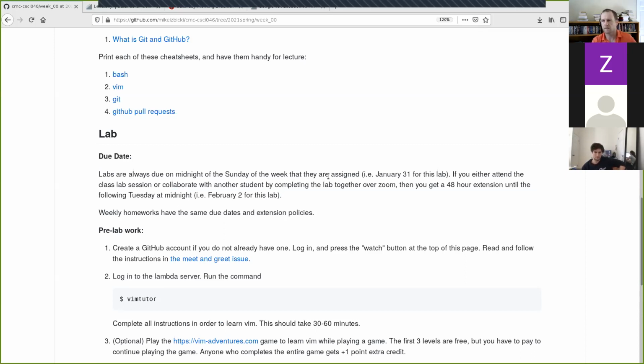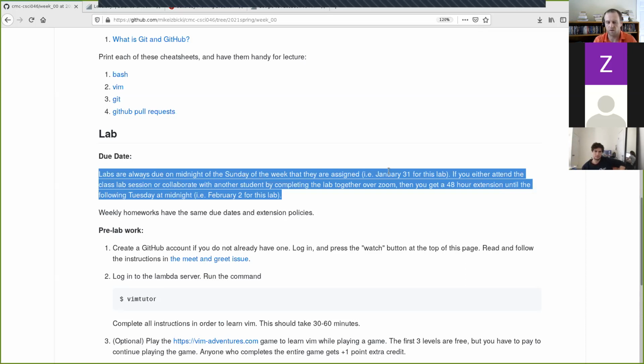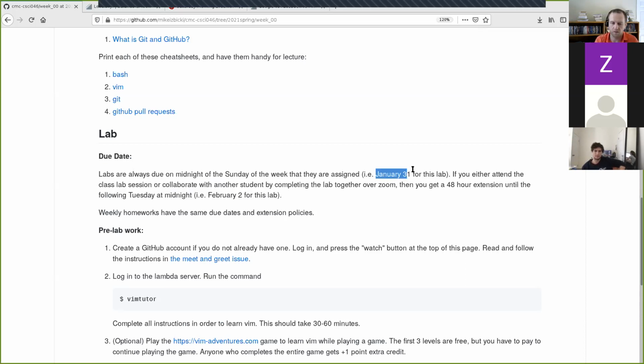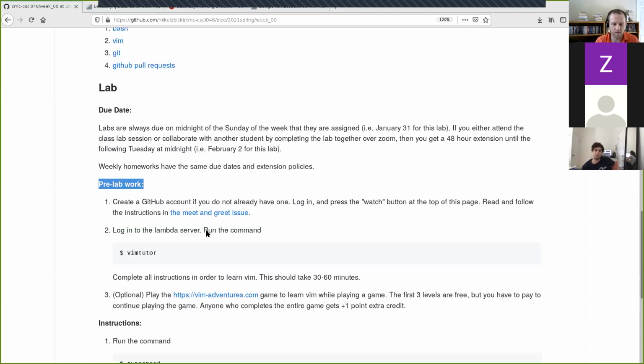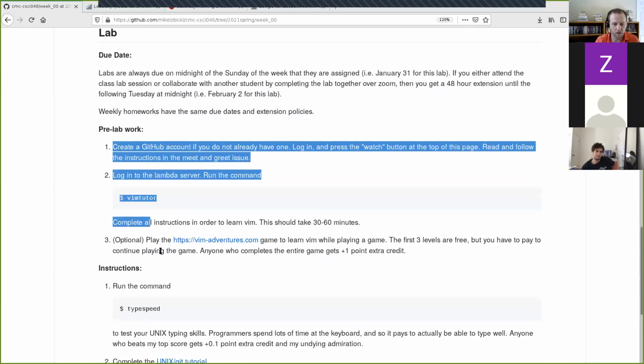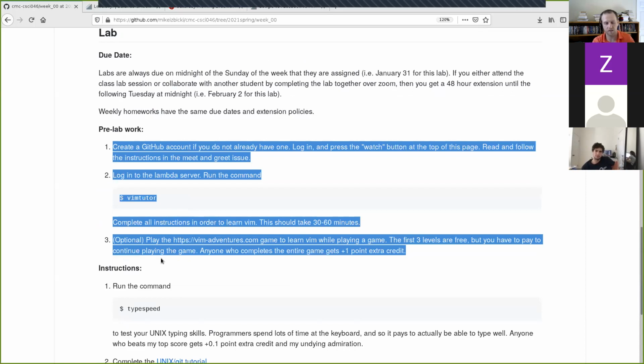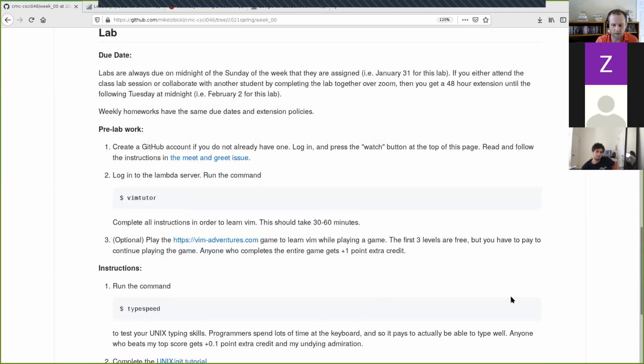Again, this week's lab and homework are nominally due this Sunday, but probably extend that a little bit more since it's just the first assignment. And with the lab, there'll always also be pre-lab work. This is stuff that I would like you to complete before the lab session, and then the actual instructions of the lab.